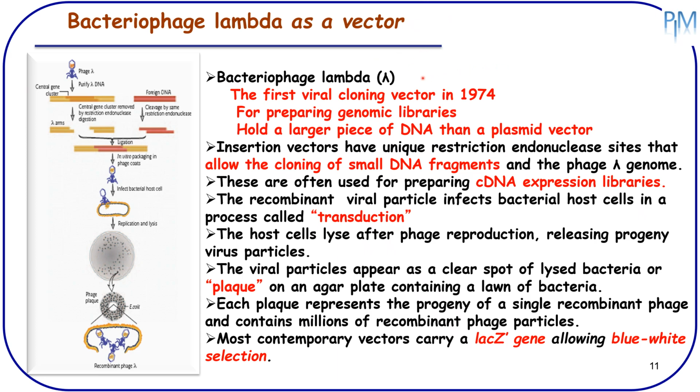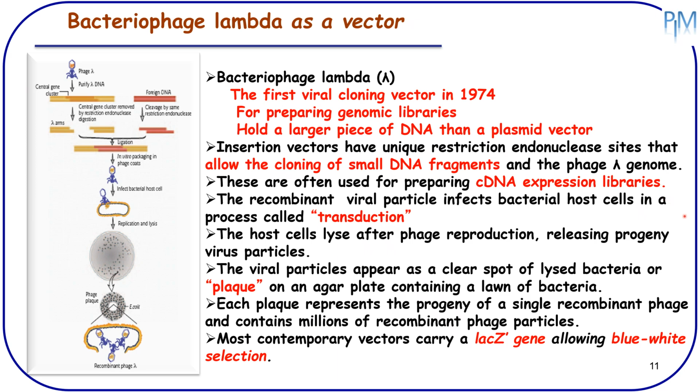Bacteriophage lambda was the first ever viral cloning vector, introduced way back in 1974. It's pretty cool because it can hold larger pieces of DNA than a plasmid vector, making it widely used for preparing genomic libraries, for cloning small DNA fragments, and for the lambda genome. Scientists use insertion vectors that have unique restriction endonuclease sites. These vectors are typically utilized for preparing cDNA expression libraries.